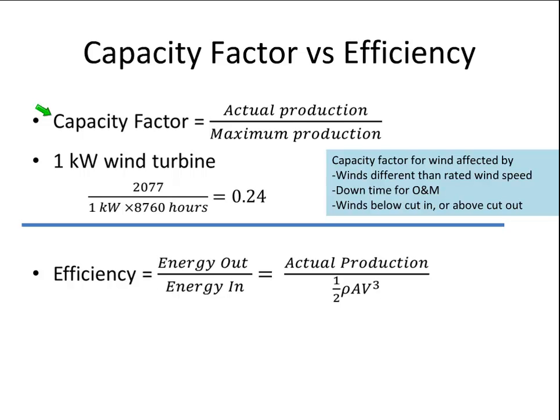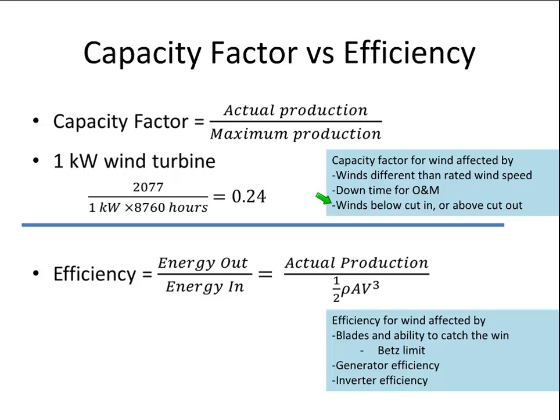Okay, things that affect capacity factor: winds that are different than the rated wind speed. Again, if you have a slower than rated wind speed, you're going to produce less power, so your capacity factor will be lower. Also downtime for operation and maintenance, or winds below cut-in or above cut-out. You may have extremely high winds where the wind turbine is shut off, or its overspeed protection has kicked in, and those don't help your capacity factor.